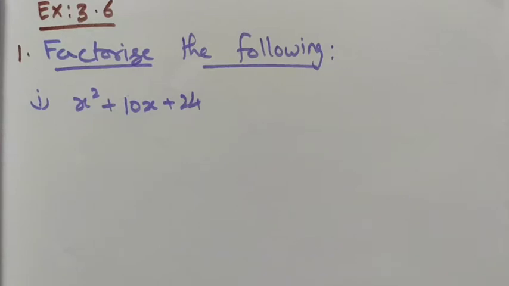Class 9, exercise number 3.6, question number 1. Factorize the following. In this question number 1, we have 6 Roman numerals. Let's see one by one. The first one is given as x square plus 10x plus 24.